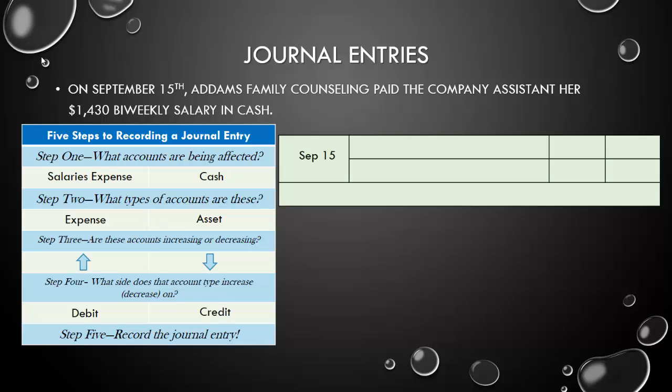So our entry for this is on September 15th. We're going to debit salaries expense for $1,430. We're going to credit cash for $1,430, and we are going to denote that we paid employee salaries.